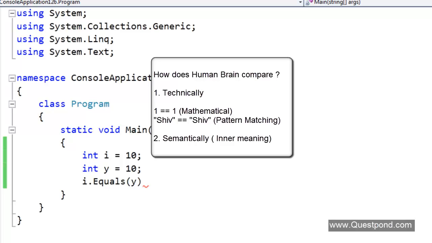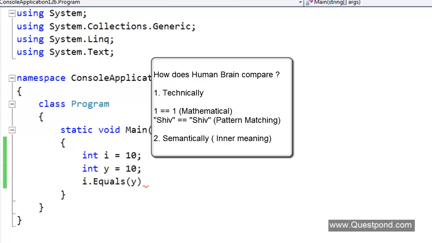Again, when you put before a human some kind of a letter, a word or a sentence, he will try to compare them word by word, alphabet by alphabet, length by length, and then he says yes, both of the things are equal. So one way a human compares things is technically. Technically means if they are exactly matching mathematically or pattern wise, they say that the things are same.